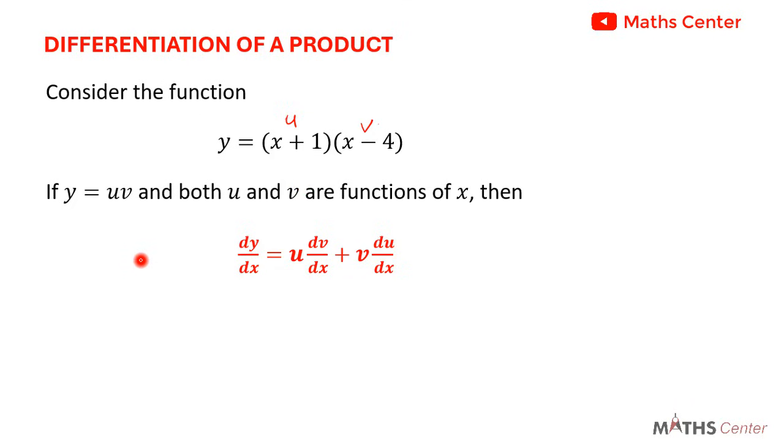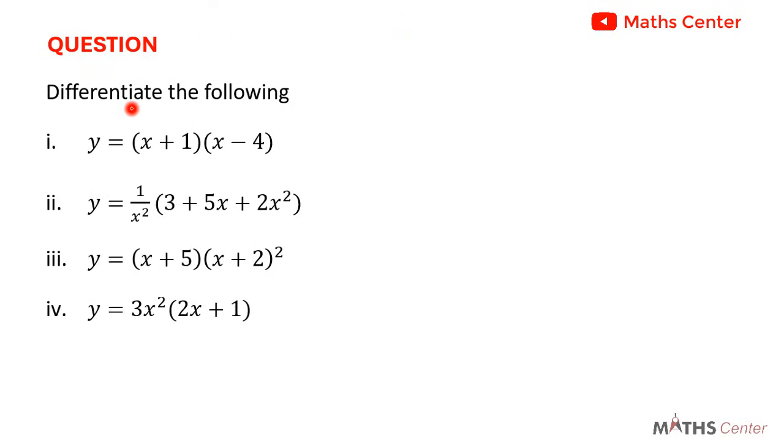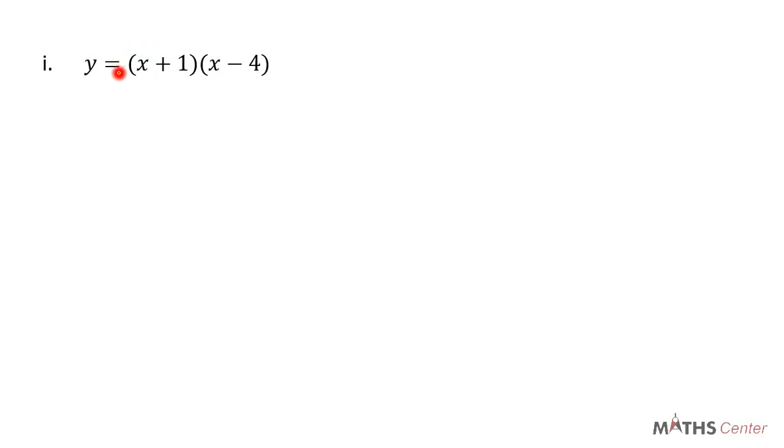So in the examples that we are going to consider next, we will differentiate some products, but this time you use the product rule. Let's consider these examples. We have y is equal to x plus 1 into bracket x minus 4. That's the first one. And then we have 3 more questions. So let's consider the first one. Y is equal to x plus 1 times x minus 4. The product rule is dy dx is equal to u dv dx plus v du dx.